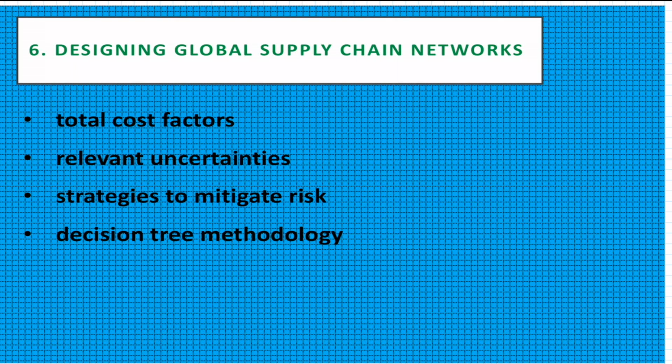So in this chapter, we look at what are the factors that can be included in total cost when making global sourcing decisions. While designing global supply chain networks, we also should look at relevant uncertainties. We go over certain strategies that help to mitigate risk. We will also look at decision tree methodologies that can be used when we want to evaluate supply chain decisions under uncertainty.